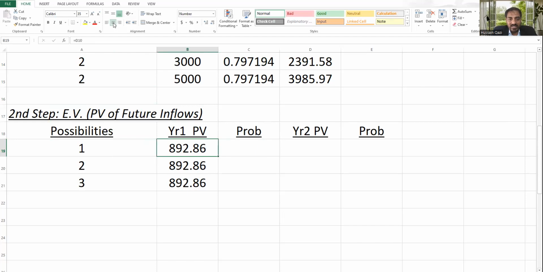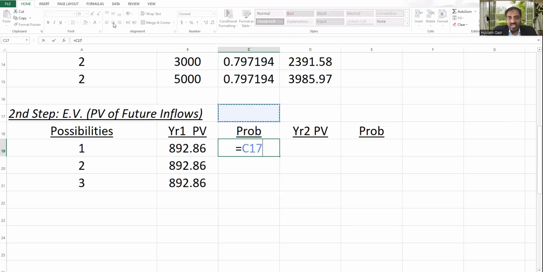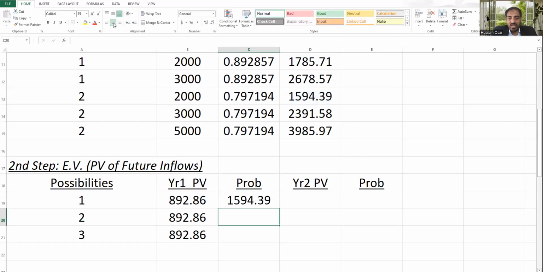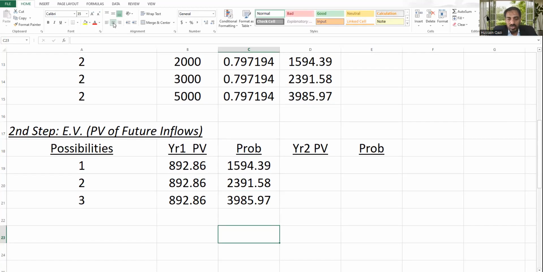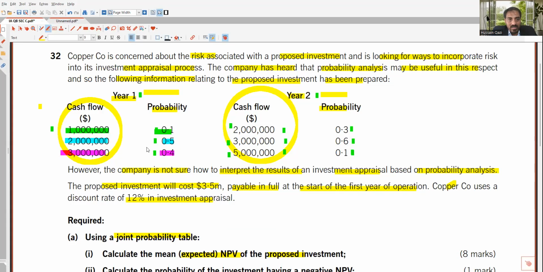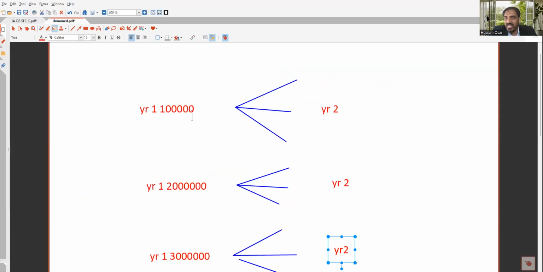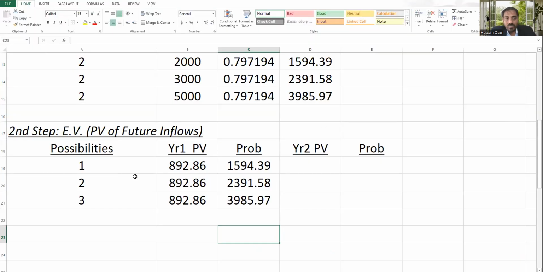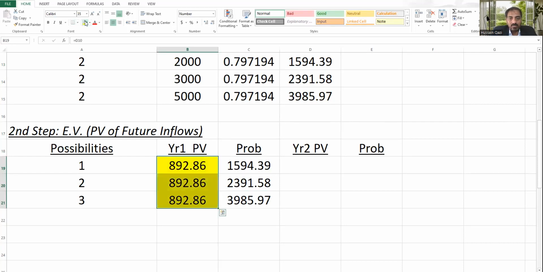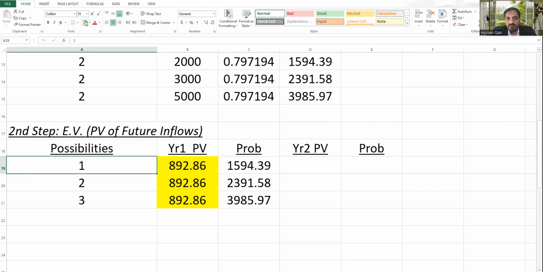If the year 1 cash flow of 892.86 arises, there are chances of year 2 being 1494, and chances of year 2 being 2391. So we have developed the same sketch. Year 1, 1 million future cash flows, having year 2 with 3 possibilities. Year 1 having the common cash flow, there are 3 possibilities. These are the first 3 possibilities.